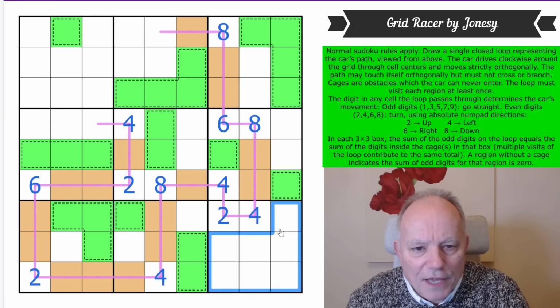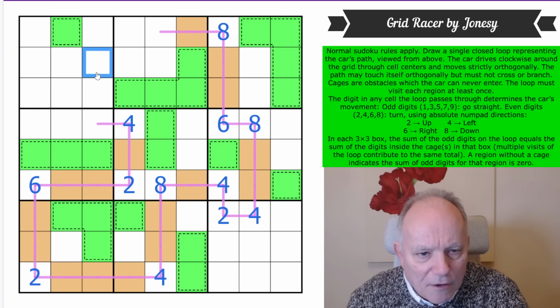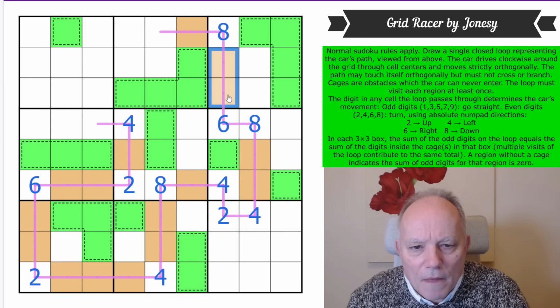Now I'm going to start thinking about the numbers. I don't know what happens with the path. Obviously I know it goes through this cell, but I don't know how it connects up boxes 4, 1 and 2. So these 2 cells are both odd.